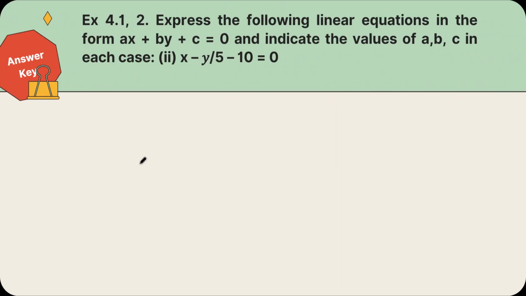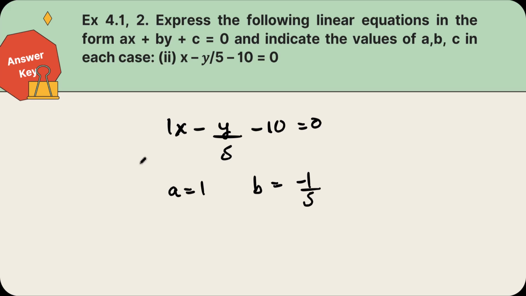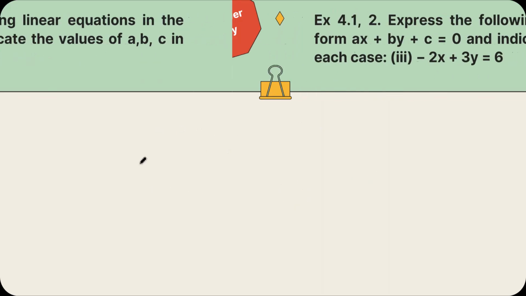Next one, we have x minus y by 5 minus 10 equal to 0, right? So this is 1x. So a is what? A is 1. What is b? B is minus 1 by 5, right? Whatever numbers associate along with the variable is your coefficient, right? So b is minus 1 by 5. What is c? Minus 10, right? Do not forget the negative signs and always arrange them in the correct order.